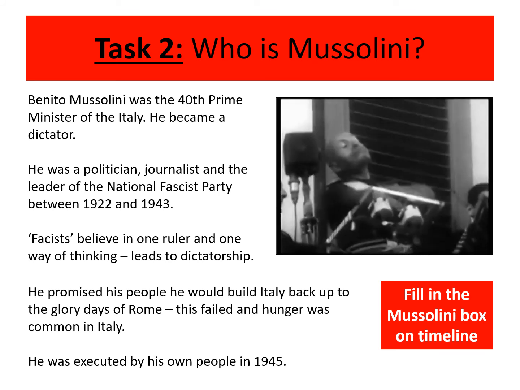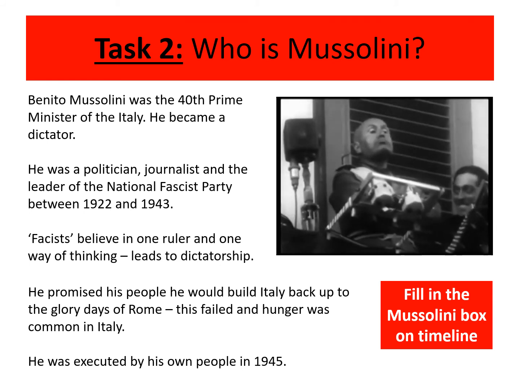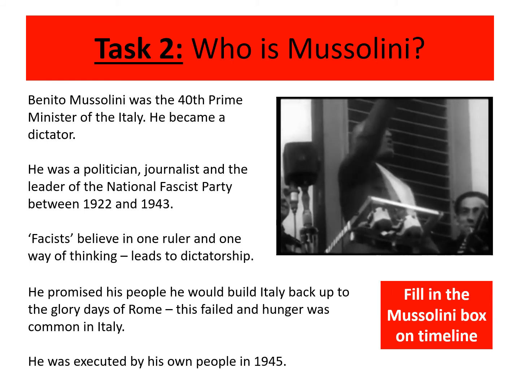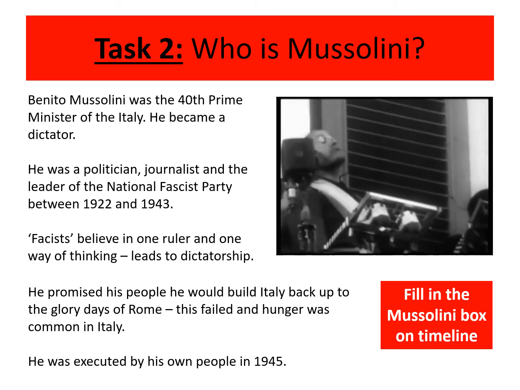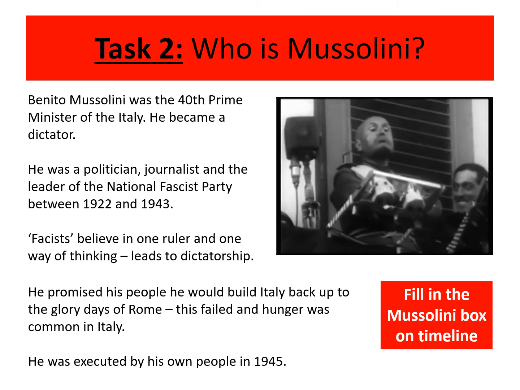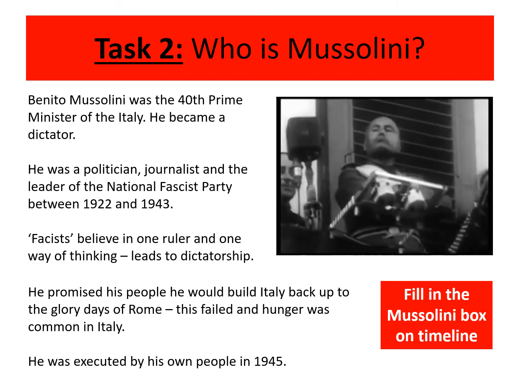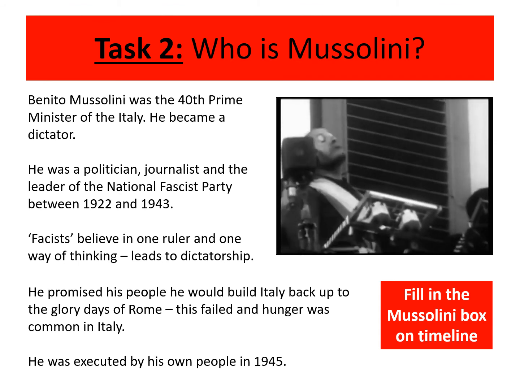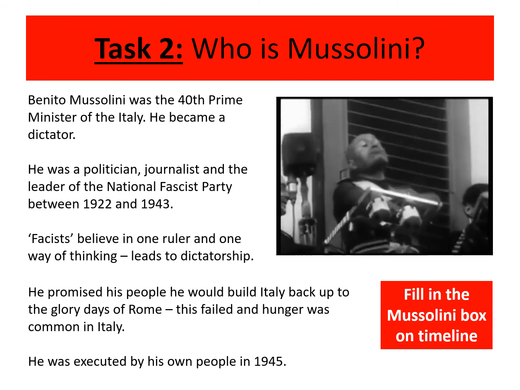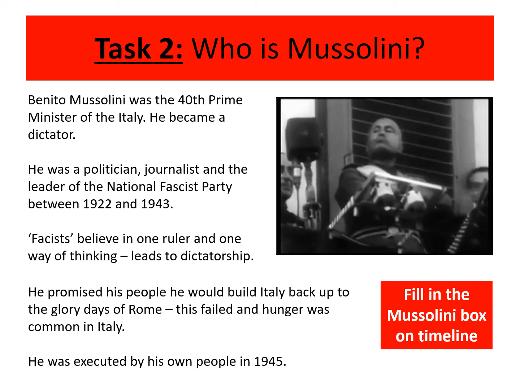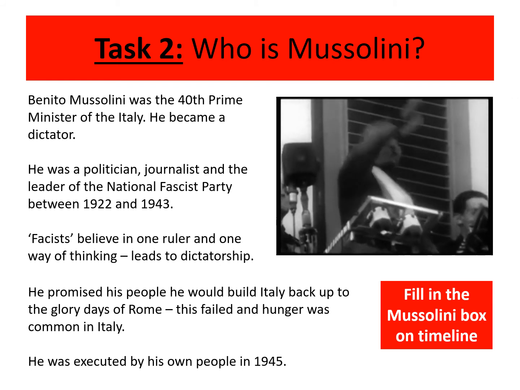Anyway, he was a politician, he was a journalist, and he ended up being the leader of his political party, which was called the National Fascist Party, between 1922 and 1943. So Hitler was the leader of the Nazi Party, Mussolini was the leader of the Fascist Party. A fascist believes that there should only be one ruler and one way of thinking. This will ultimately lead to a dictatorship.